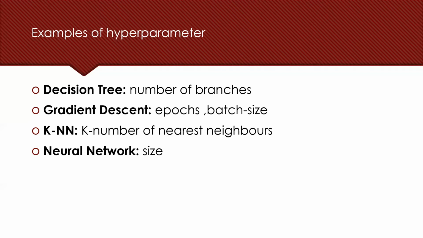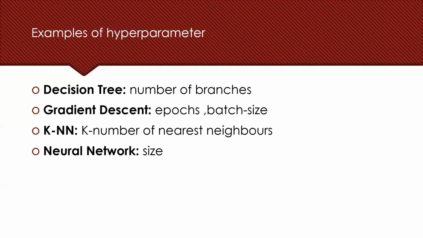Now in gradient descent, we have to minimize the mean squared error. The hyperparameter for gradient descent is the number of epochs. In fact, number of epochs is a hyperparameter for most machine learning algorithms. Batch size is also a hyperparameter for gradient descent, because how many turns we take to update the weights and biases is also important.